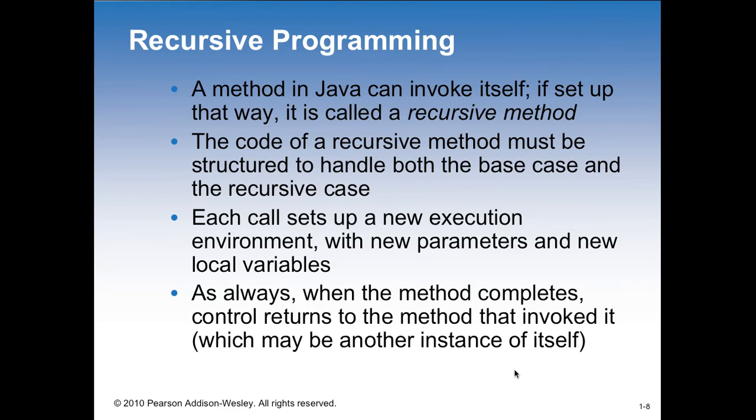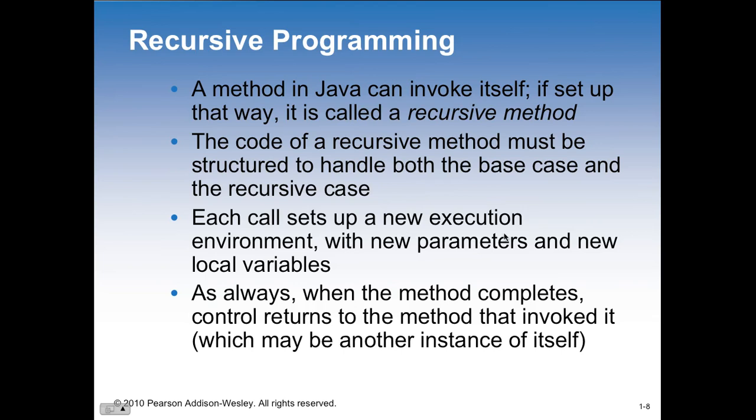So you set up a method in Java, and it's called the recursive method because it's calling itself. The code of the recursive method must be structured to handle both the base case and the recursive case. The base case is the check to see if we should call ourselves again. If not, don't call ourselves again. And then we have the other case, which is the recursive case. Some people call it the incremental case. I go base case, other case. This really is the recursive case.